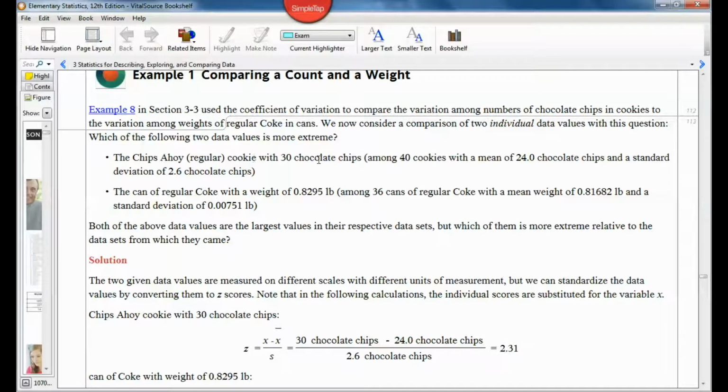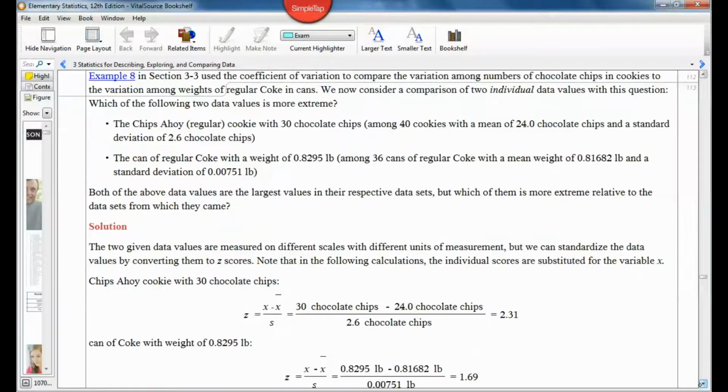A Chips Ahoy cookie with 30 chocolate chips, and then it tells us the mean and the standard deviation, or a regular Coke with a weight of 0.8295 pounds. And again, it tells you a mean and a standard deviation. So it wants to know which one of these two would be more extreme. The way we can do that is by converting each value over to a z-score.